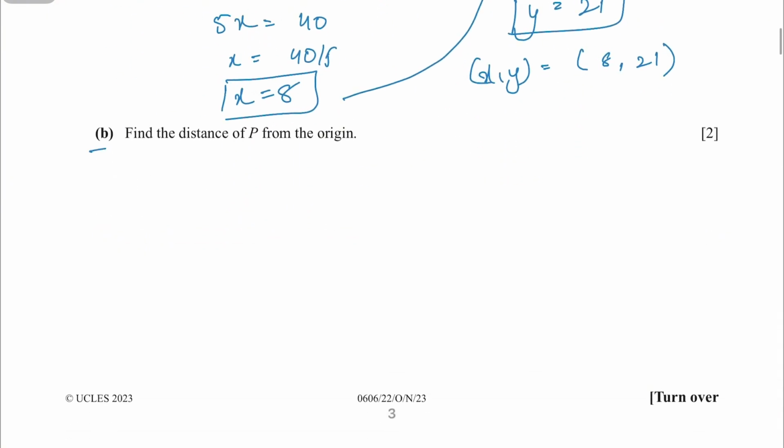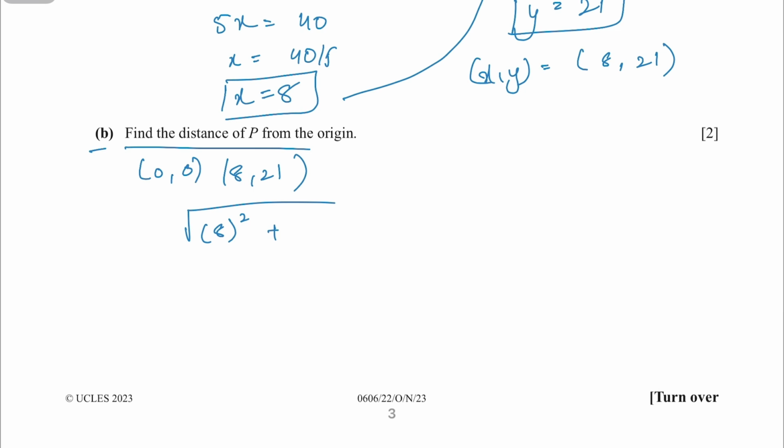Now moving on to part B, find the distance of P from the origin. It's a simple question. 8 comma 21 are given, and the distance is to be calculated. So we'll simply be using 8 whole squared plus 21 whole squared. So this would look like root 505, or we can write this as 22.5 approximately.